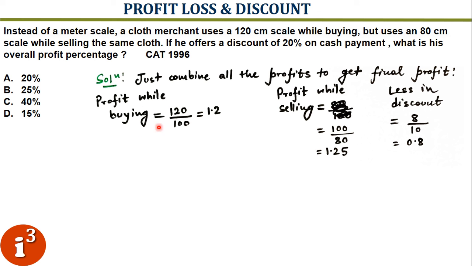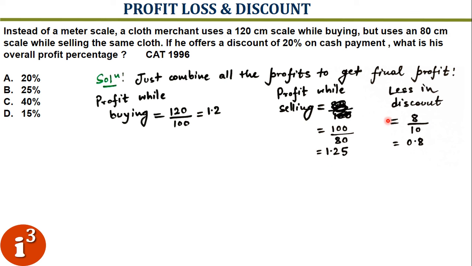Profit while buying: he is taking 120, but giving the money of 100 centimeter. While procuring, he is taking 120, but he says the scale is a meter scale, so he is actually giving the money of 100, so he is making a profit of 20%. Profit while selling: he is actually giving away 80 centimeter but claims it to be 100 centimeter. So 100 by 80, 1.25. Actually 80 centimeter leaves his shop, but he claims that it is 100 centimeter, that is 1 meter.